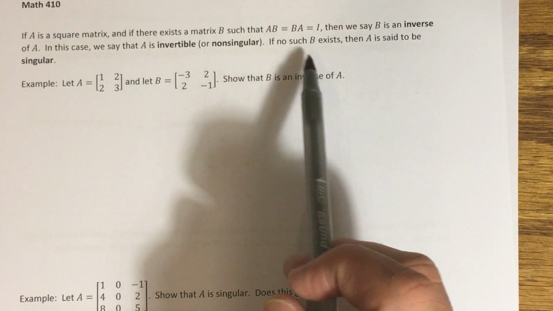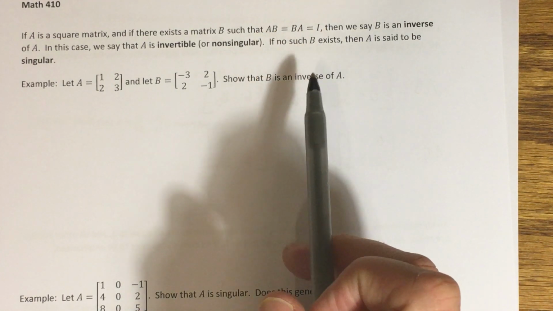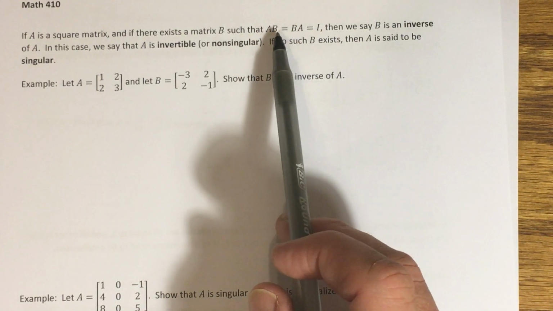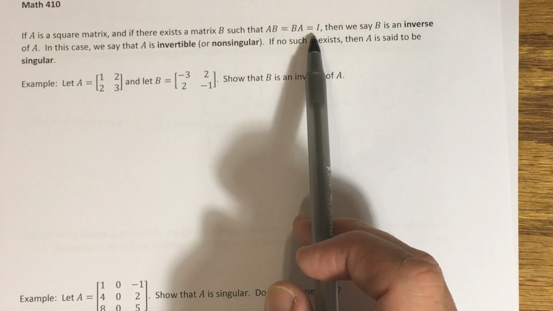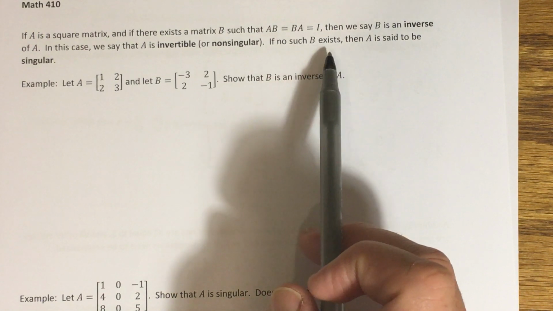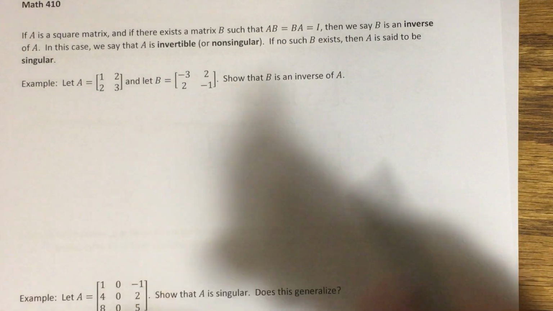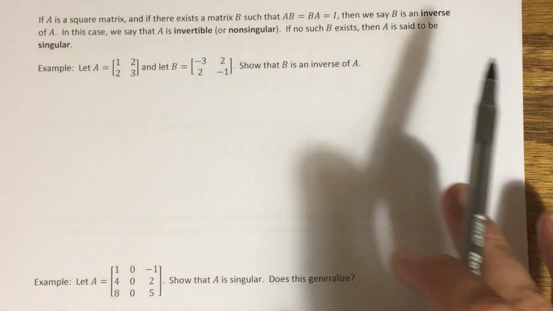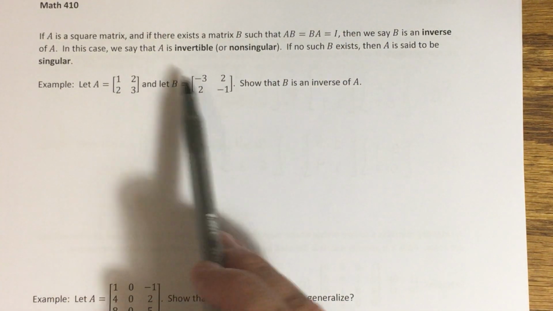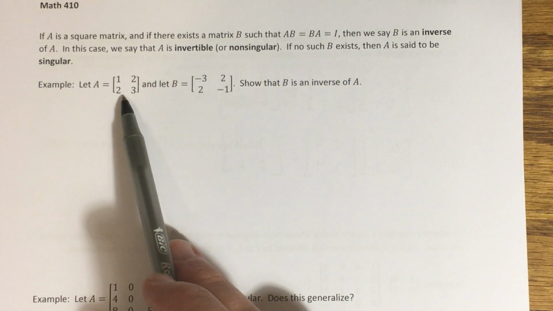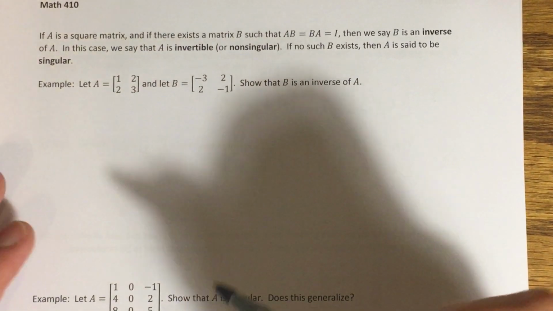If no such matrix B exists that gives us this property, in other words, if there's no matrix that I can multiply on the right and on the left by this matrix A to get the identity matrix, then A is said to be singular, which would mean it's not invertible. So let's do an example where we have a matrix A and this matrix B is its inverse, or an inverse.